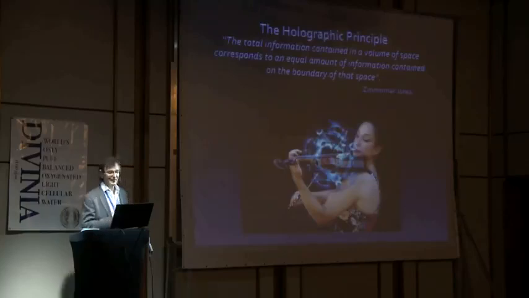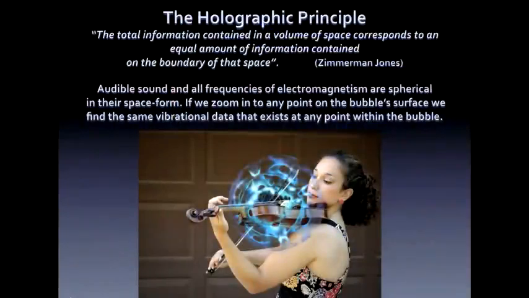The holographic principle itself has many, many definitions. I like this particular one by Zimmerman-Jones: the total information contained in a volume of space corresponds to an equal amount of information contained on the boundary of that space. Here you see a young lady playing a violin, and of course the sound coming away from her violin is spherical, because, as I'm sure you know, all audible sounds are spherical in their space form. And all light, all electromagnetism, is spherical in its space form.